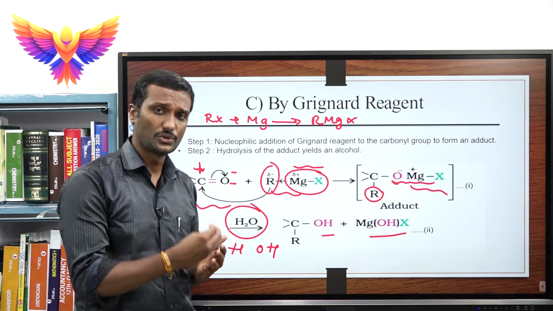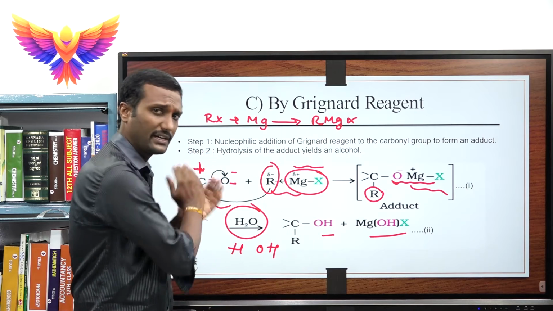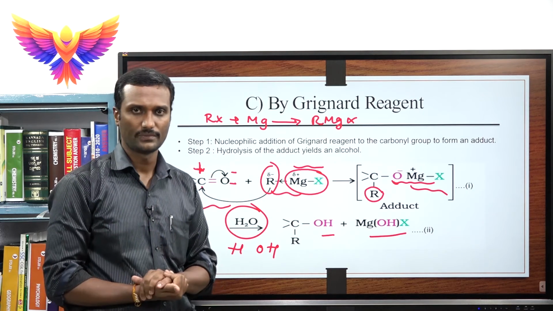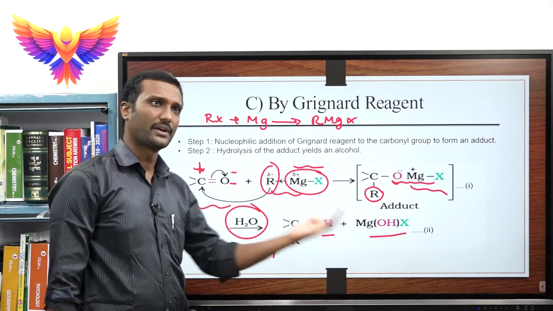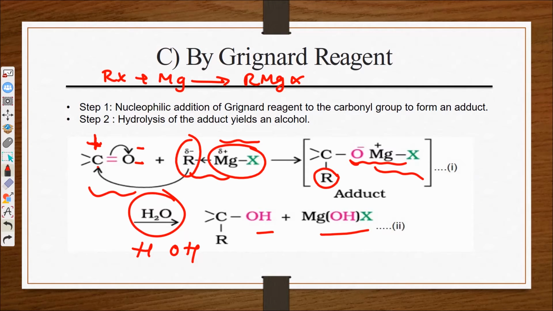Also the questions will be there: what product is obtained when you take different carbon atoms attached to the aldehyde and ketone. And also they may give the product and ask what reactant you will take to react with a Grignard reagent. So students, we will go to the next slide and take some examples of how a Grignard reagent reacts with a carbonyl group.